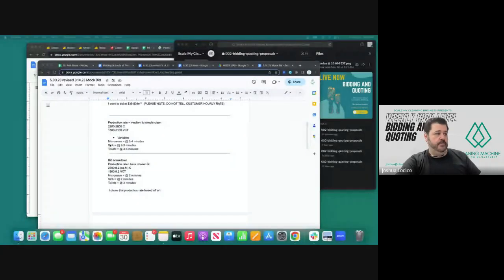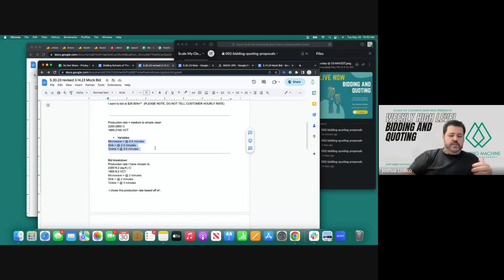It's on both the documents too. I outline our fixture count. So in most cases, your fixture count is going to look like this. A microwave is going to take you 2 to 4 minutes to clean. A sink is going to take you 2 to 3 minutes to clean. A toilet's going to take you 3 to 5 minutes.